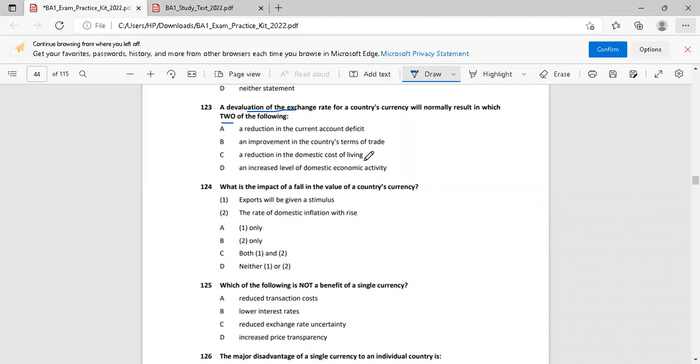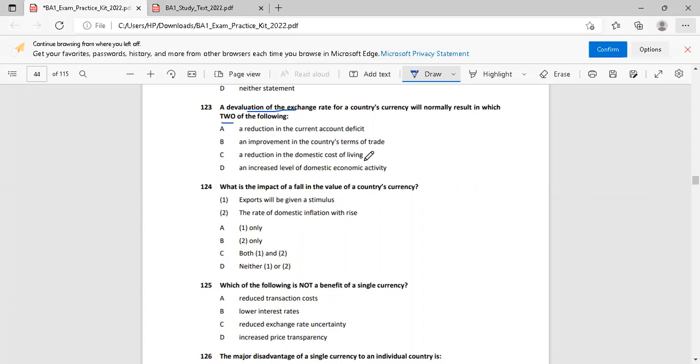So we'll discuss about A and D. A says a reduction in the current account deficit. At the time of exporting, with a weakened or devalued domestic currency, they will receive more of domestic currency because the currency has devalued. They will have to receive more on the exports. There will be surplus there. Okay, a reduction in the current account deficit.